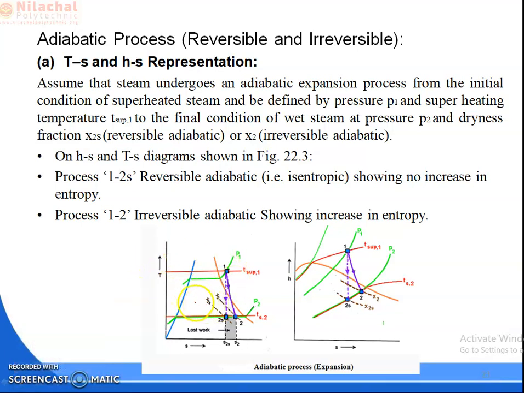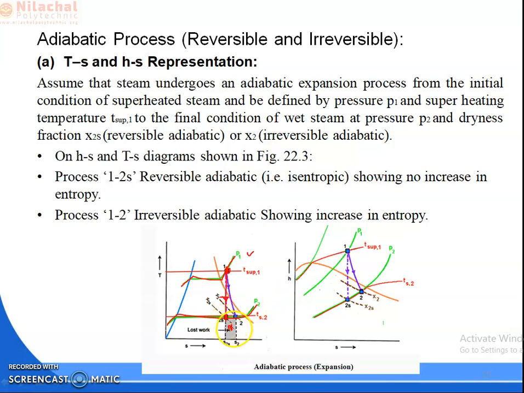this is your TS diagram. In the TS diagram, this is your constant pressure line P1 and this is your constant pressure line P2. Okay, state 1 will be represented at the wet steam region at the constant pressure P1, and when it is expanded, that is your reversible adiabatic process, meaning an isentropic process. Isentropic means a constant entropy process. It will be a straight line, and state 2 will be at the pressure P2.